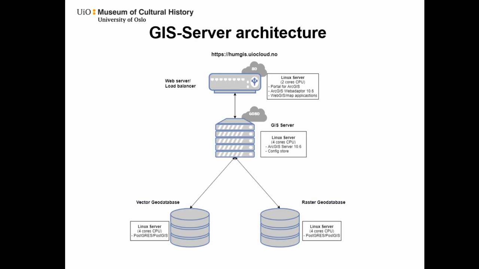And this is how our GIS infrastructure looks when we install the GIS server and Portal for ArcGIS and all the software. At the back end, we have one server for the vector geodatabase that holds PostGIS and Postgres. It's an Ubuntu server. We have another similar Linux Ubuntu server that holds the raster geodatabases. And they communicate directly with our GIS server, that is our ArcGIS Server.